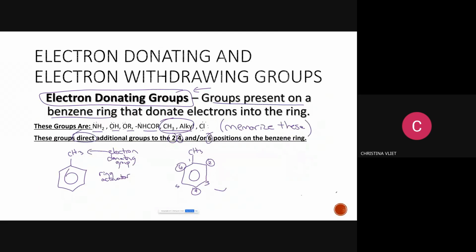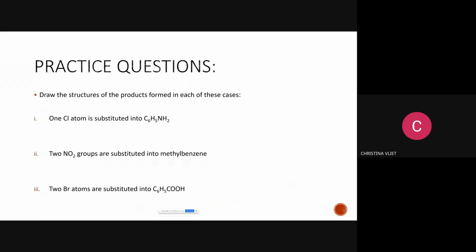I've already talked about electron donating and withdrawing groups. Let's take a look at a couple of questions from the textbook or from revision, wherever I got this. Draw the structures of the products formed in these cases. I've got one chlorine atom substituted into this benzene that has NH2. Where would I put the chlorine? How would I know? Does the chlorine go to 2 or 4, or does it go to 3 or 5?